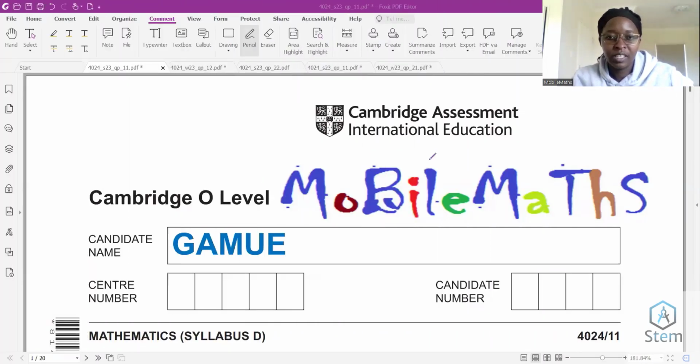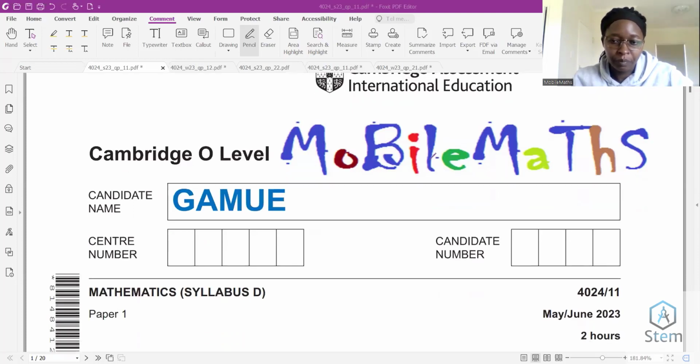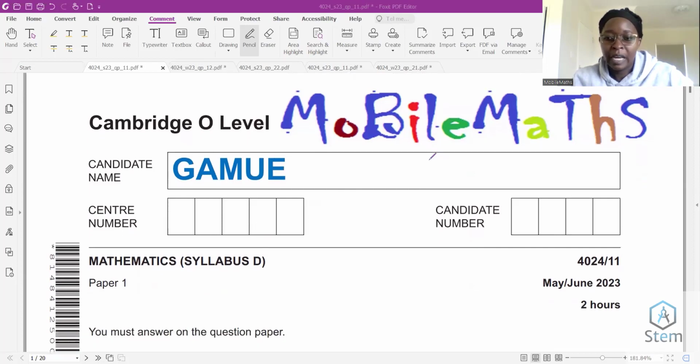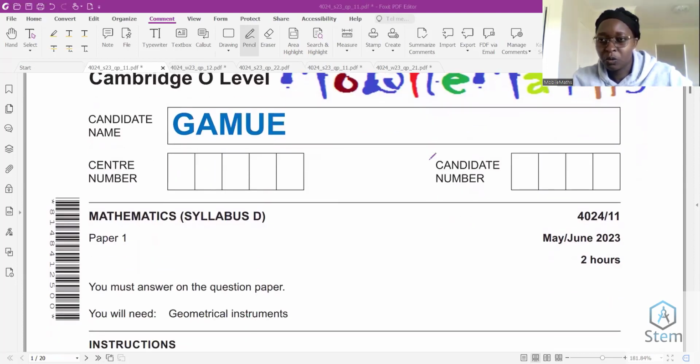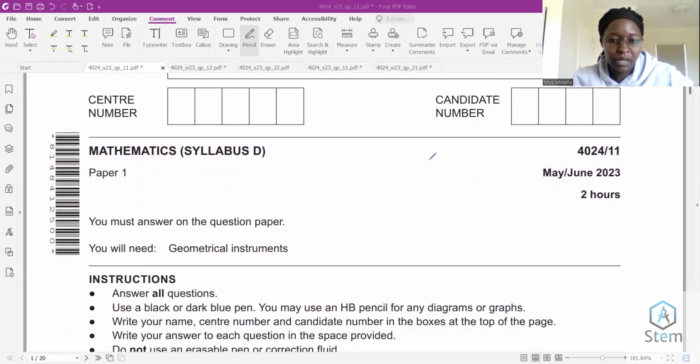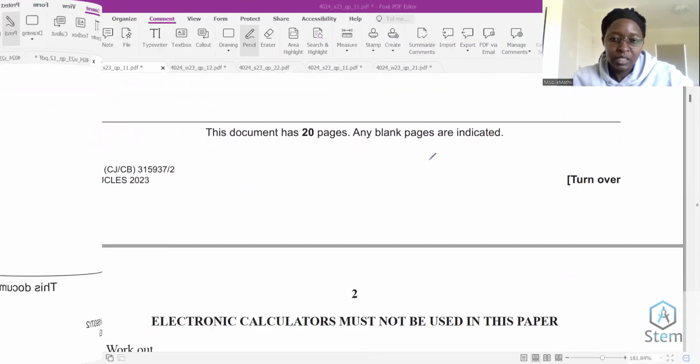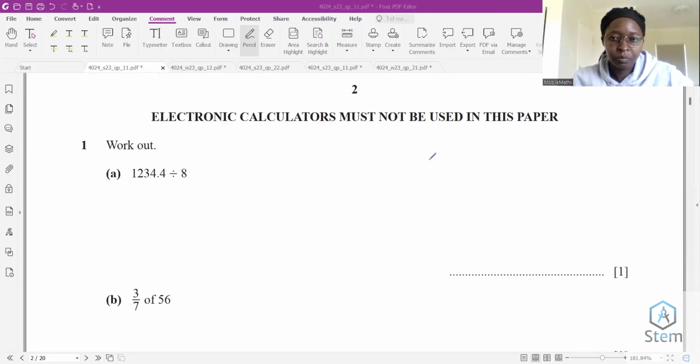This is Gamchurai. So today I want us to go through the Cambridge O-level paper, Syllabus D, variant 402411, May-June paper. So this is a 2-hour paper, paper 1. Let's see how it goes. Okay, so let's start with number 1.